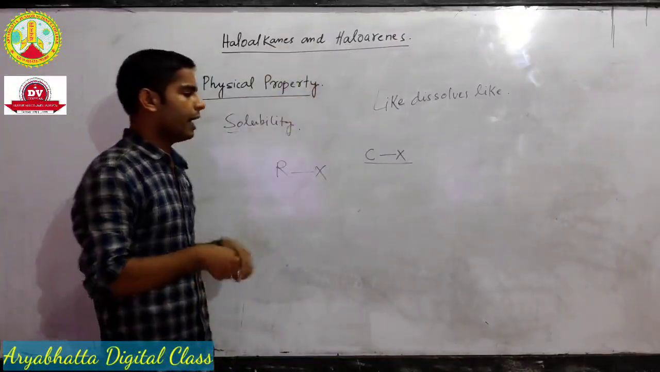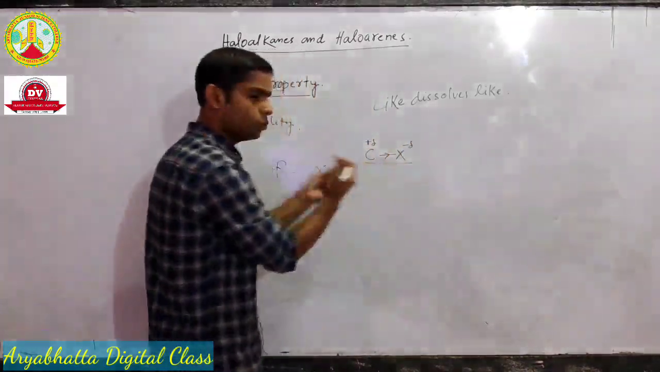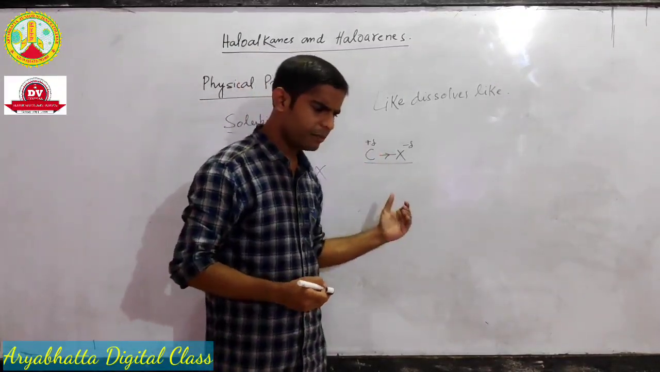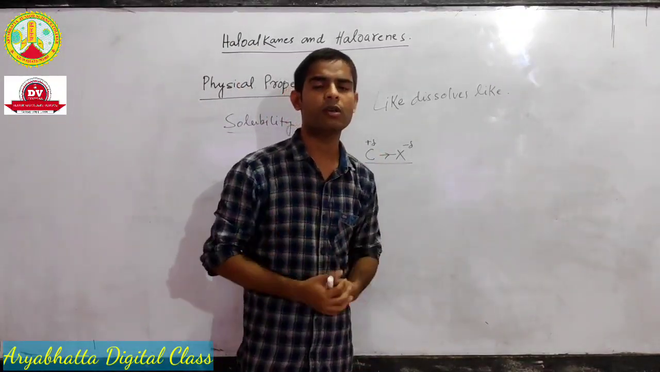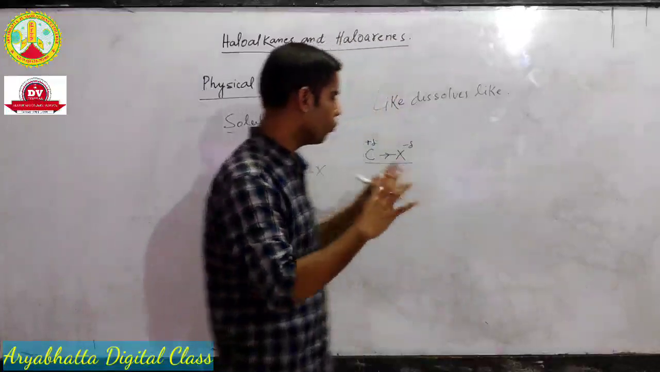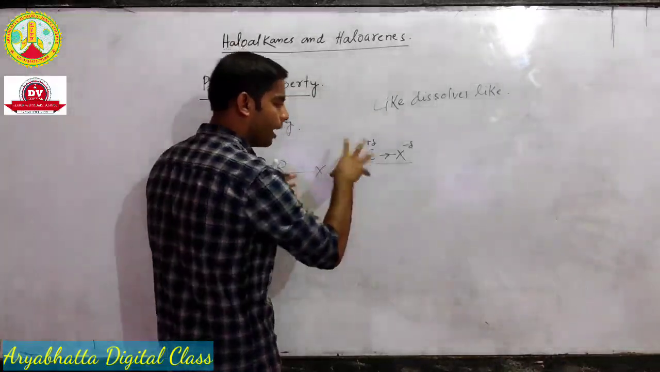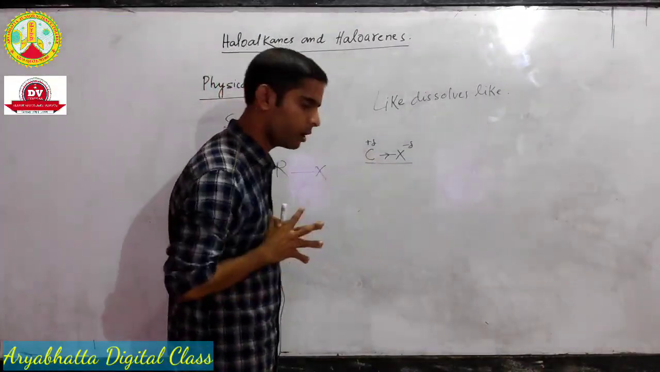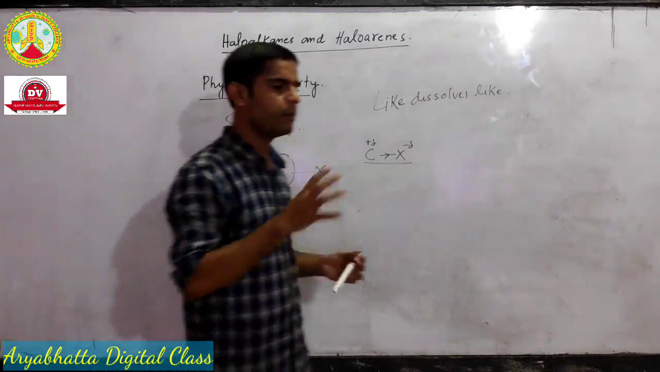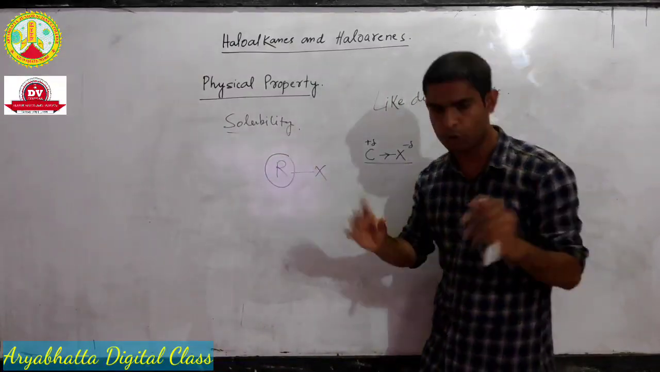In the previous topic, I discussed that the C-X bond is definitely a polar bond. Due to the difference in electronegativity, this C-X bond is polar. So does that mean that haloalkanes are highly soluble in water? Well, yes and no, both. Due to this polar bond, haloalkanes have a better opportunity to dissolve in water. But this alkyl part is totally made up of carbon and hydrogen, and all the bonds in the alkyl part are non-polar.